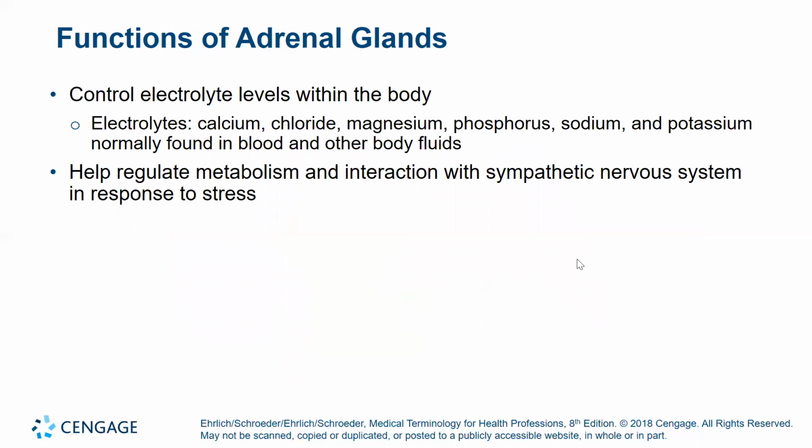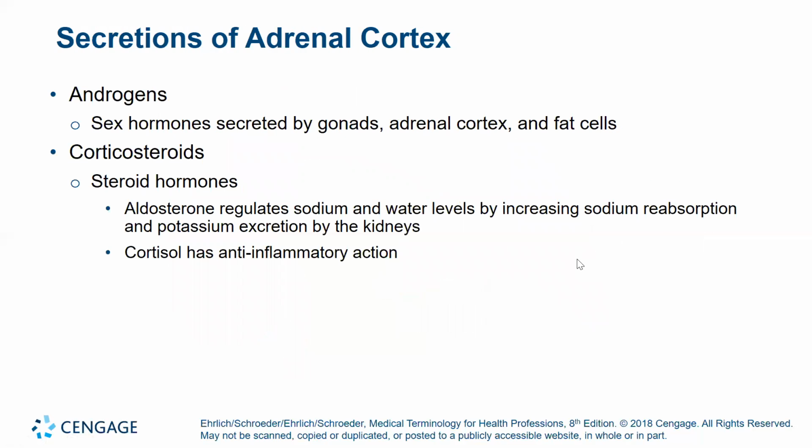The functions of the adrenal glands: they control electrolyte levels within the body. They help regulate metabolism, and interact with the sympathetic nervous system in response to stress. Androgens are the sex hormones secreted by the gonads, adrenal cortex, and fat cells. We have corticosteroids, steroid hormones. Aldosterone regulates sodium and water levels by increasing sodium reabsorption and potassium excretion by the kidneys. Cortisol has an anti-inflammatory action.